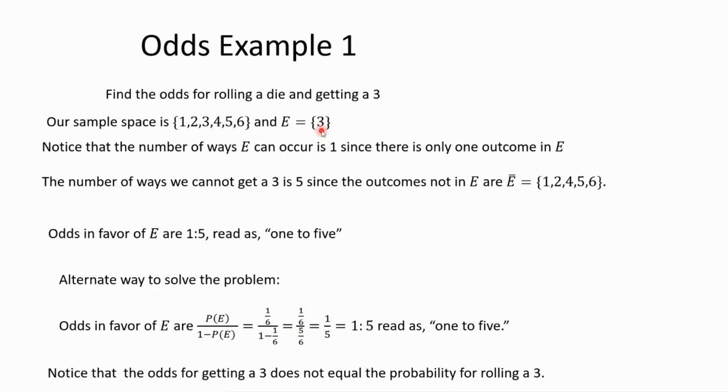Notice also that the odds in favor of rolling the die and getting a 3 are not the same as the probability. The probability of event E is 1 over 6. The odds in favor of E are 1 to 5. So they're not quite the same thing.